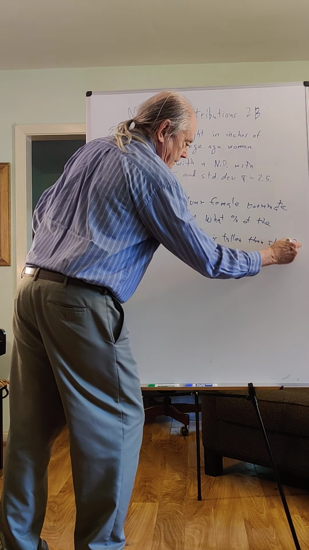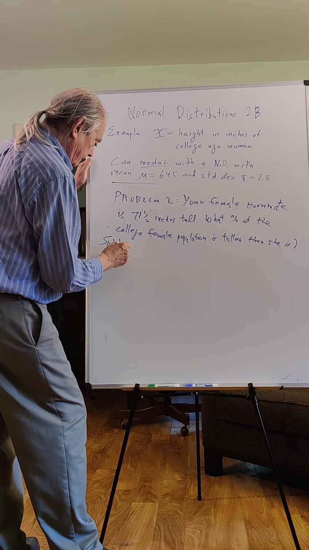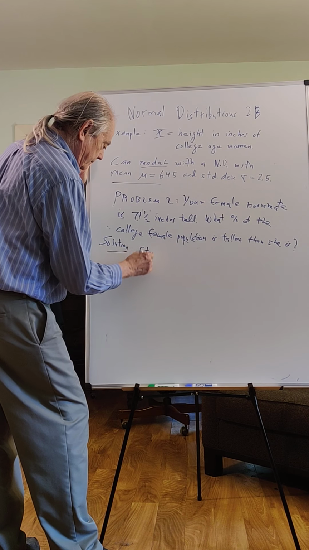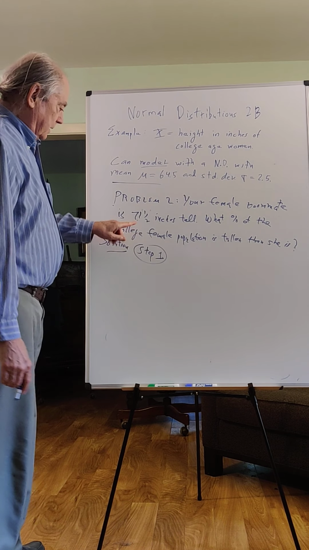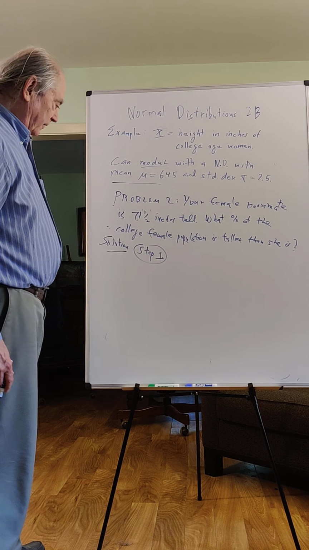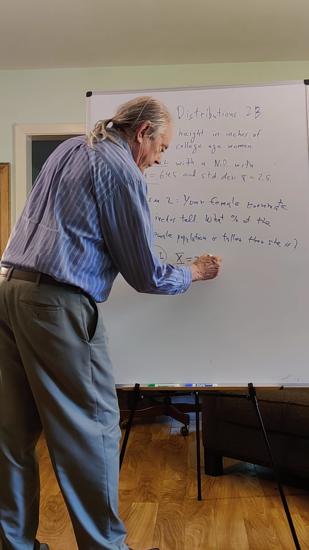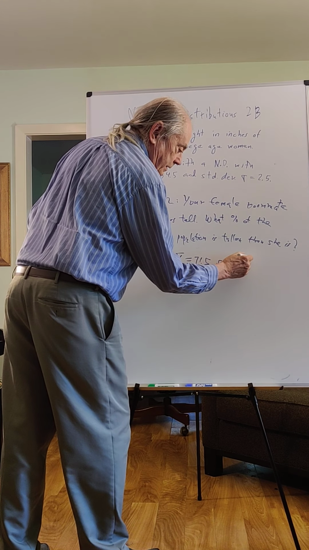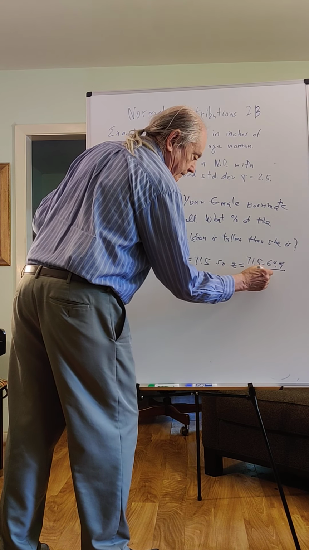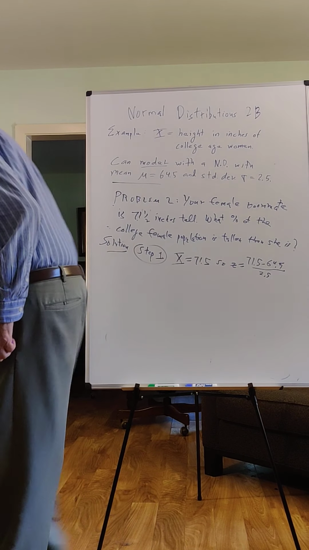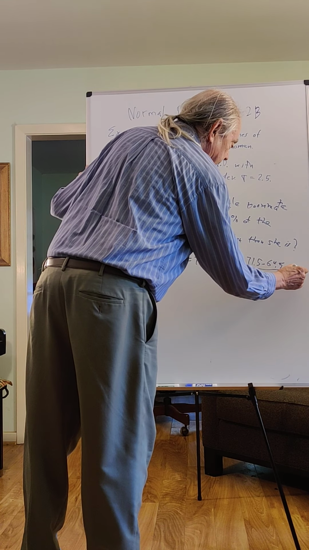Okay, so here's the solution. Step 1. So we need the z-value. Oh, wait a minute. 71.5 is 71.5, so that's our x value. So the z-value is 71.5 minus 64.5 over 2.5. And that is, as I recall, 2.8.